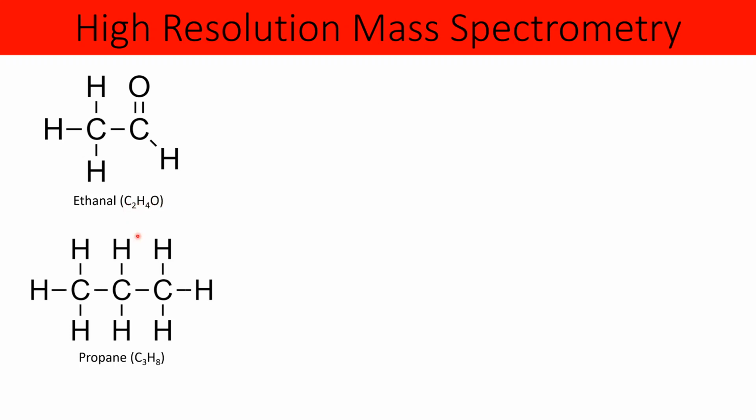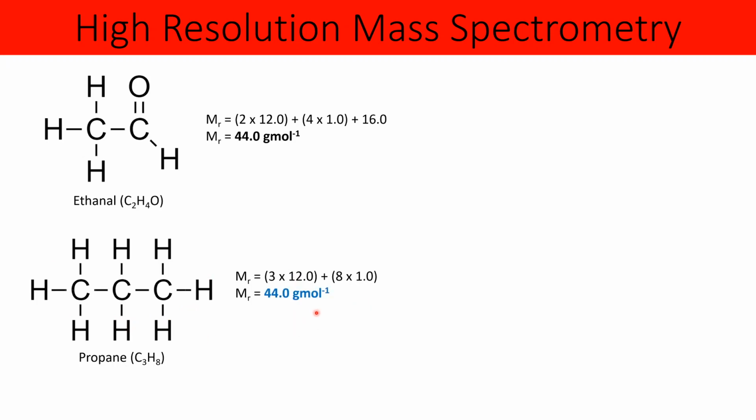Okay, so we've got a molecular formula there, molecular formula there. So I've got ethanal and propane. Now if I calculate the MR of ethanal, I've got two of carbon each at 12 and 4 of hydrogen each at 1 and 1 of oxygen at 16. That gives me 44.0 grams per mole. Remember, AQA students always write your MRs to 1 decimal place. If I do it for propane, I've got 3 carbons each at 12 and 8 hydrogens each at 1. That gives me an MR of 44 grams per mole.